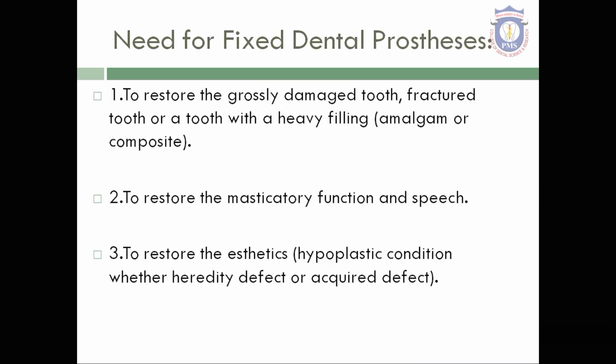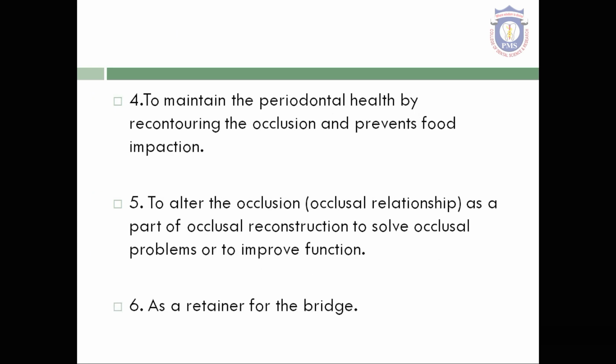Now, what is the need for a fixed dental prosthesis? So, first and foremost, to restore any grossly damaged tooth, any fractured tooth, or a tooth with a heavy amalgam or a composite filling. To restore the masticatory function as well as the speech, to restore the aesthetics, to maintain the periodontal health by recontouring the occlusion to prevent food impaction, to alter the occlusion, as part of occlusal reconstruction to solve any such problems that the patient may have, and as a retainer for the bridge. So, these are some of the basic reasons why you would give a fixed prosthesis for the patient.